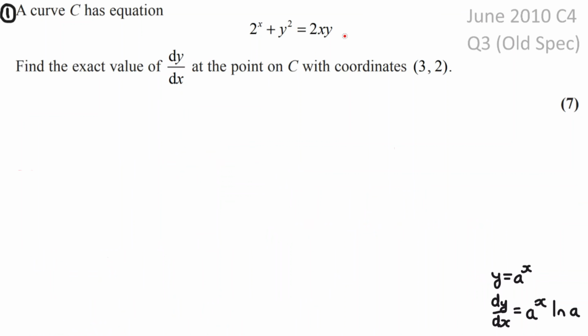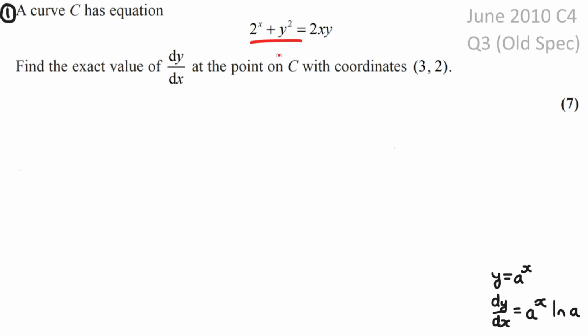So for question 1, we're told about a curve with this equation here, and we need to find the exact value of dy over dx at these coordinates here. So we need to differentiate, so we need to find dy over dx, and we can't make y the subject of this equation, so we're going to have to differentiate implicitly. So we have to differentiate both sides of this equation.